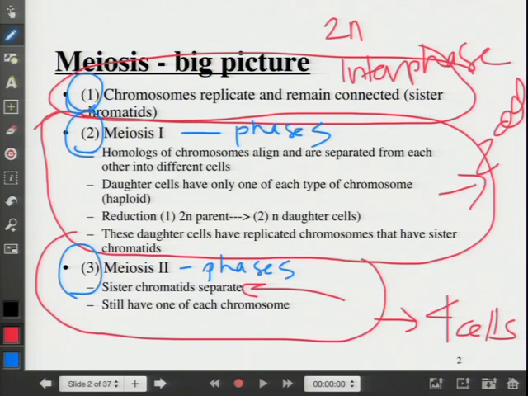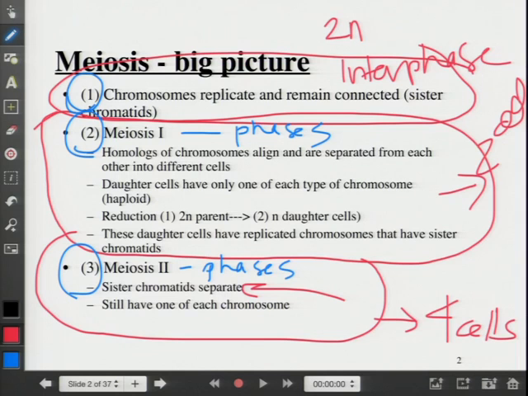The homologous chromosomes: number 1 from number 1, number 2 from number 2, number 3 from number 3. But because we had already replicated in S phase of interphase, they each have a sister. So we can't just stop at meiosis 1, because we still have too much DNA content. So then we have to go through meiosis 2.